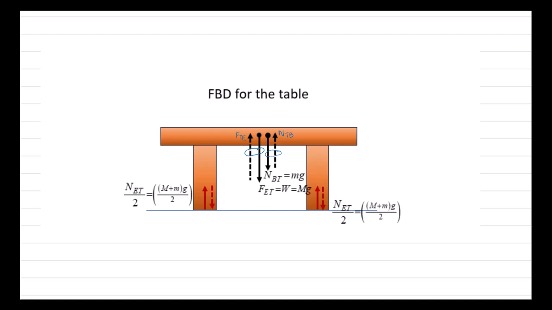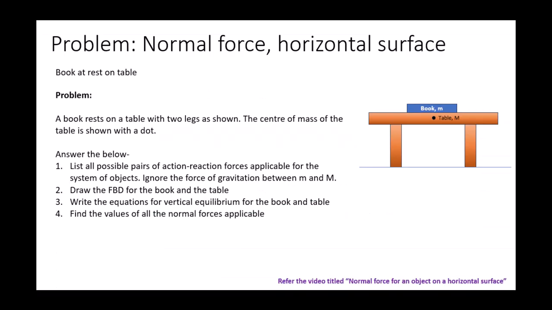Similarly, this one is a pair, and this is NET by 2. Therefore, this should be equal to NTE over 2. And similarly, this is a pair. The continuous arrow is NET over 2, and therefore this one should be NTE over 2. So let's revisit if all the parts have been answered. We have listed all the possible pairs of action-reaction forces.